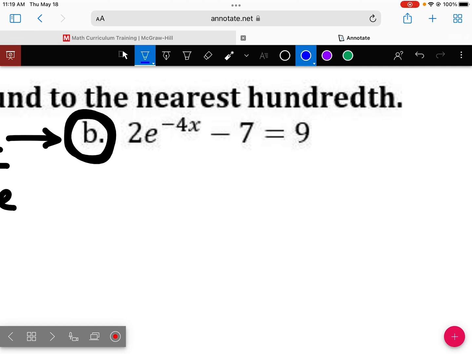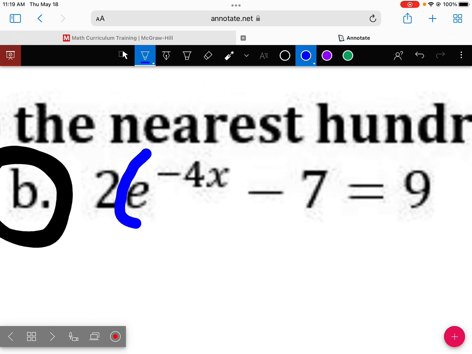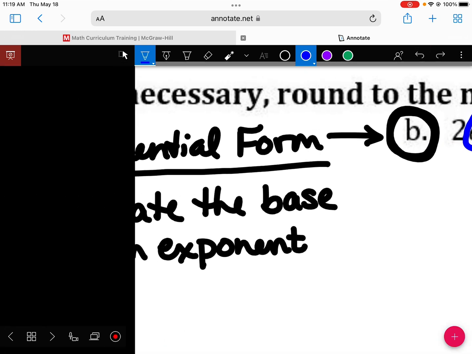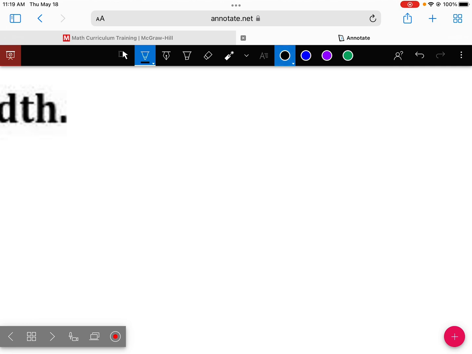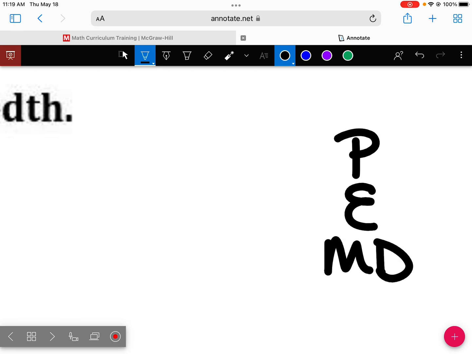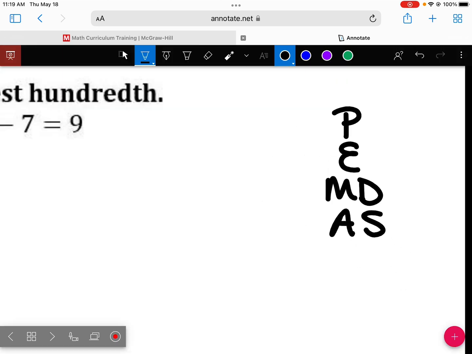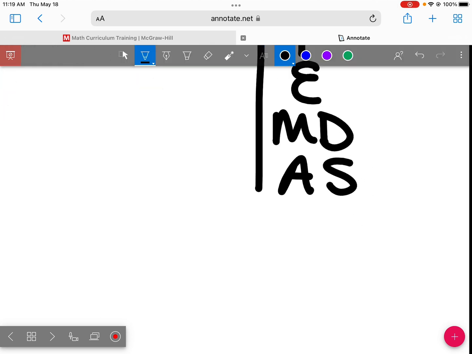So in this problem, in part B, what is the thing that has an exponent on it? Close. The E. E is the thing that has an exponent on it. So this is the thing that we need to isolate. We have to use order of operations in order to do that. And when we are isolating something, we go backwards through the order of operations.